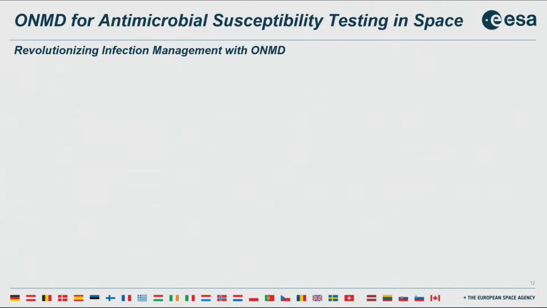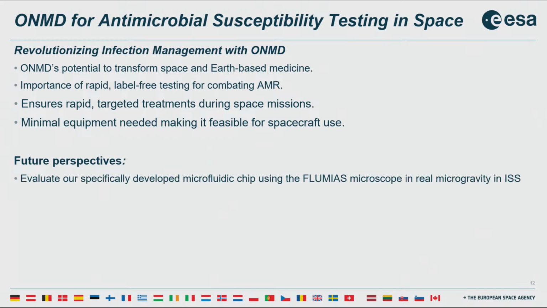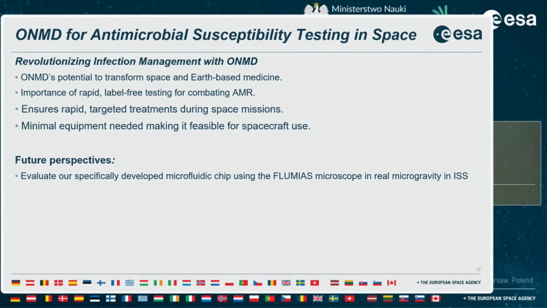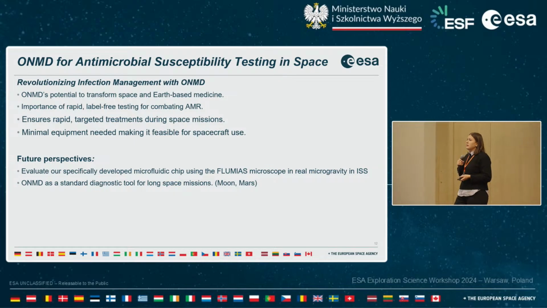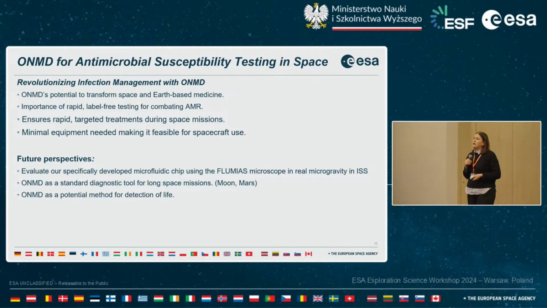So finally, I'm going to conclude with the potential of optical nanomotion to transform space and Earth-based medicine, because even here on Earth, it could be a good diagnostic tool that could be included in every hospital. It's rapid, it's label-free, it's very useful for targeted treatments, and it's nice that you don't need any fancy equipment to do it. We will evaluate this method using a specifically developed microfluidic chip for the Flumias microscope to test it in real microgravity. We hope that it could become a standard diagnostic tool for both long and short space missions, and potentially also a method for detection of life, because it is a signature of life in the end.